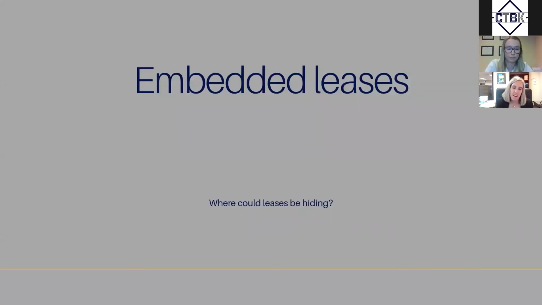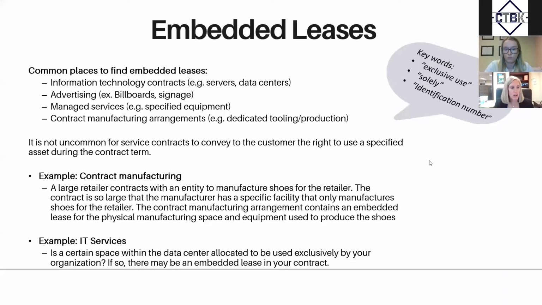Thanks, Sam. So one of the topics that we said that we were going to revisit at a high level is embedded leases once more. I know we briefly mentioned it in Lease Webinar 1. We touched upon it again in Lease Webinar 2. So in the final Lease Webinar, I decided we'd hit it just one more time, give you a few other key things to look for when looking for embedded leases.